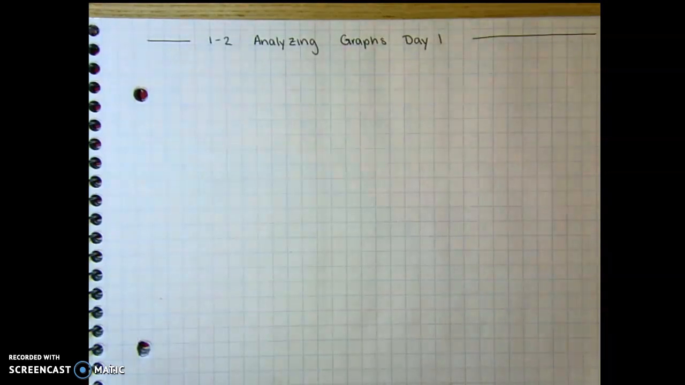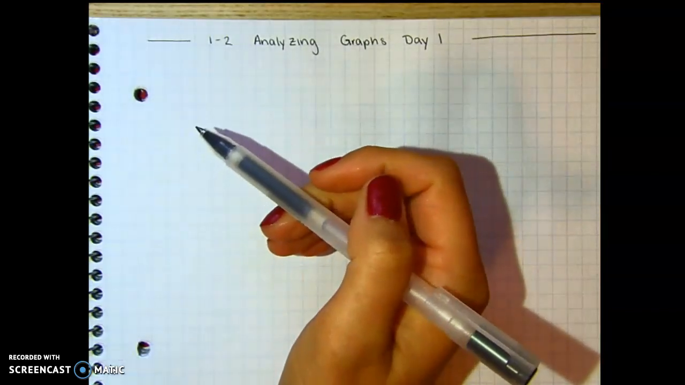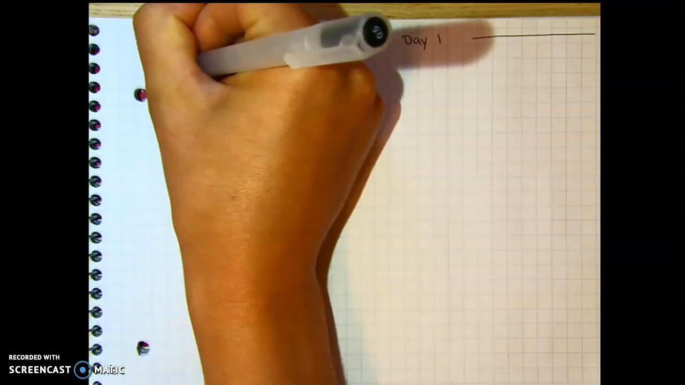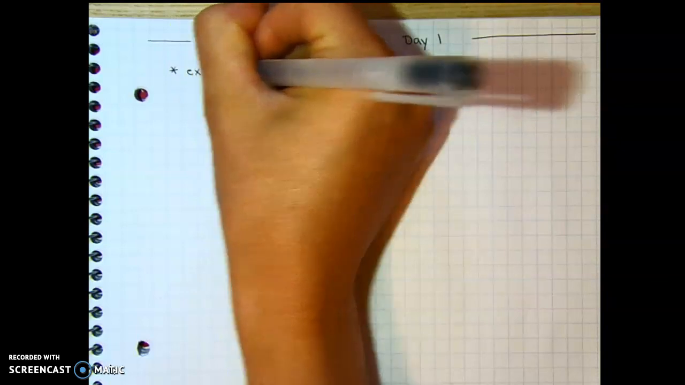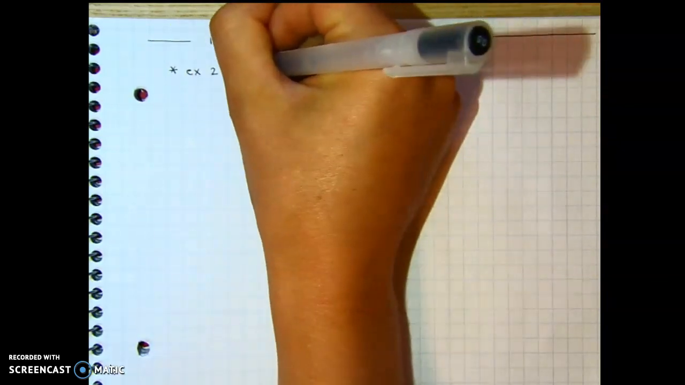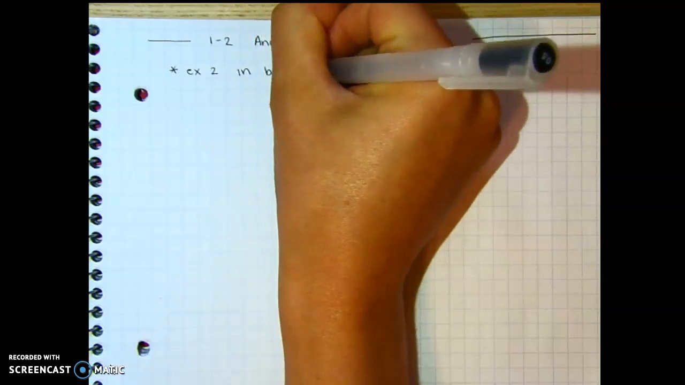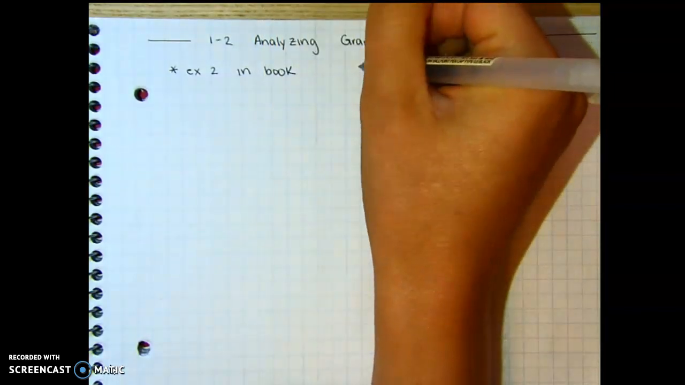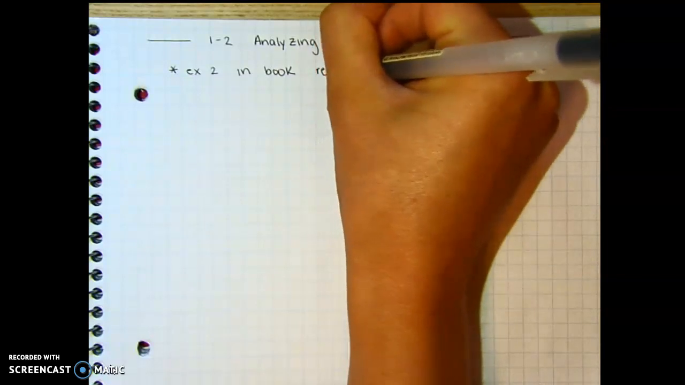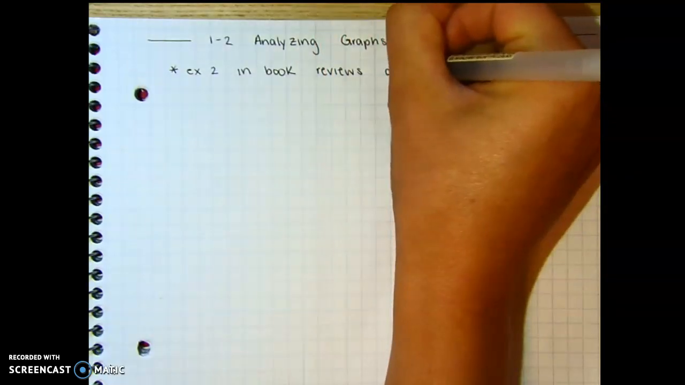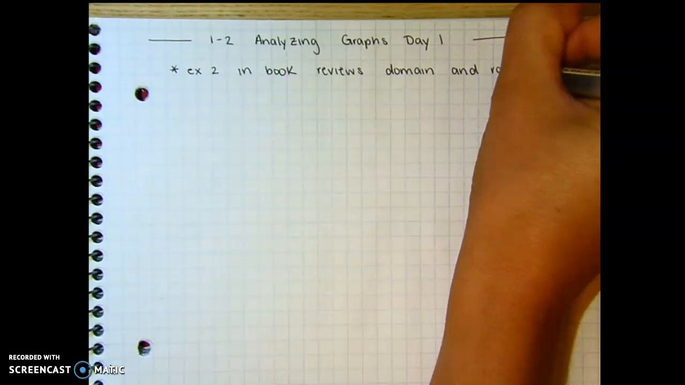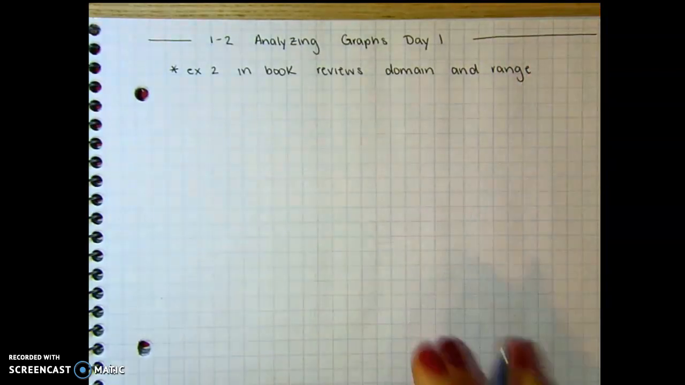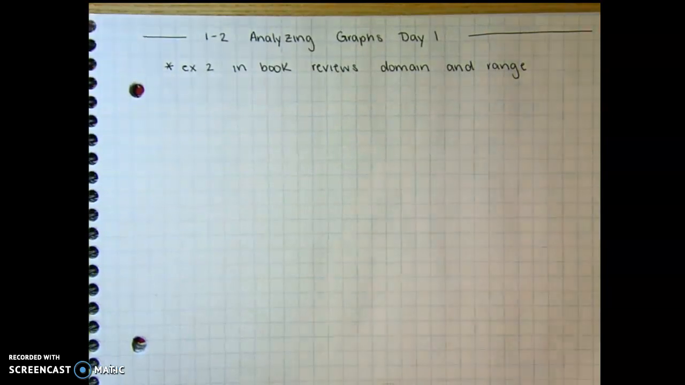Section 1-2, Analyzing Graphs, Day 1. The first thing about analyzing graphs you've already done, so I'm not going to go over it. You should be very fluent at this point. If you forget though, it's example 2 in the book in section 1-2, and it's reviewing domain and range. Although I'm not going to do examples on it today, you are expected to know it.